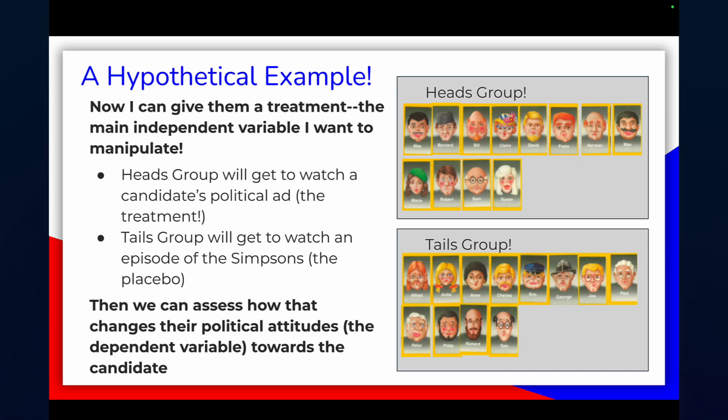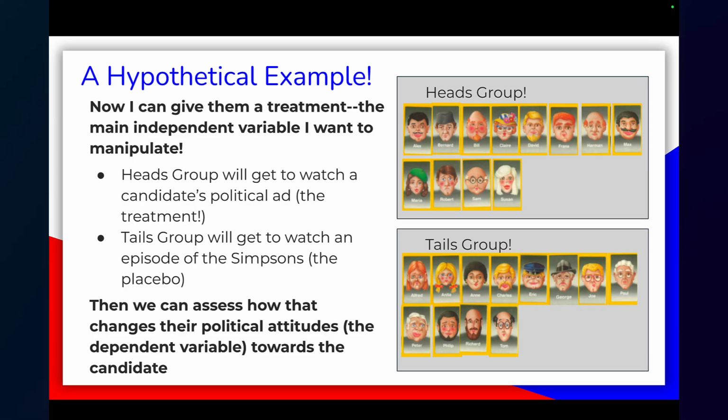Okay, now I can give each of my groups a treatment. So I can give them, the heads group is going to watch a candidate's political ad. That's the treatment. And the tails group is going to get to watch an episode of The Simpsons. That's the placebo. And you might be thinking, what a weird example. This is quite common for political consultants, is they'll take 2 groups of people, show one group the political ad for the candidate, and then show the other group an episode of TV.